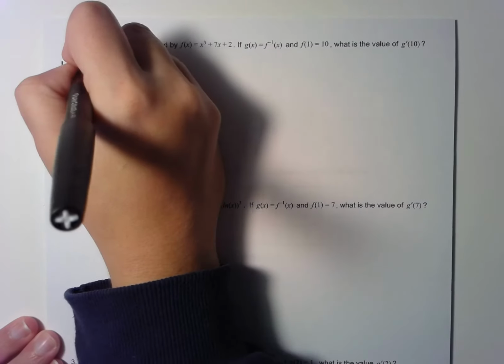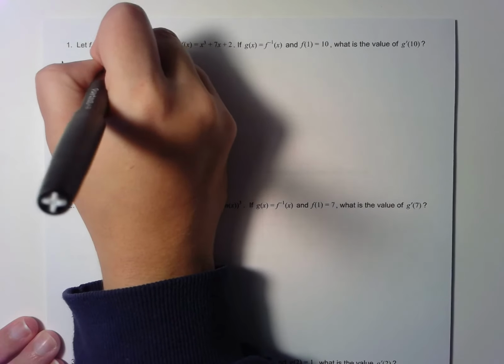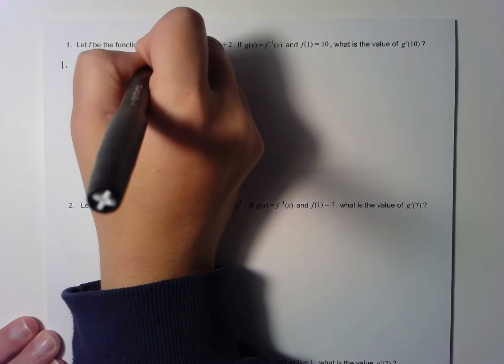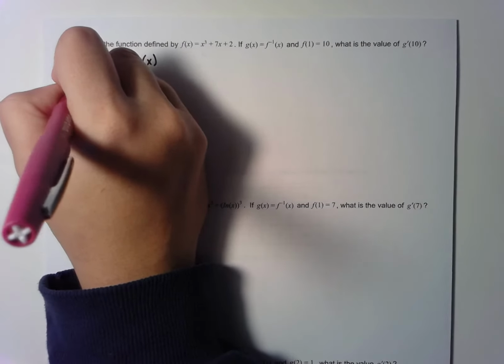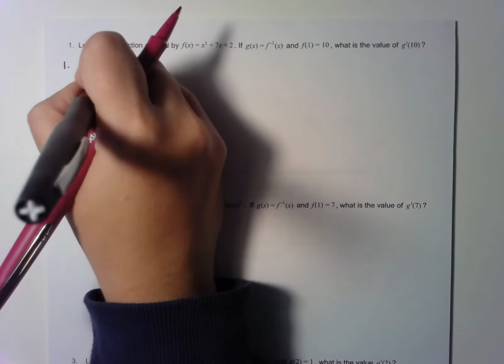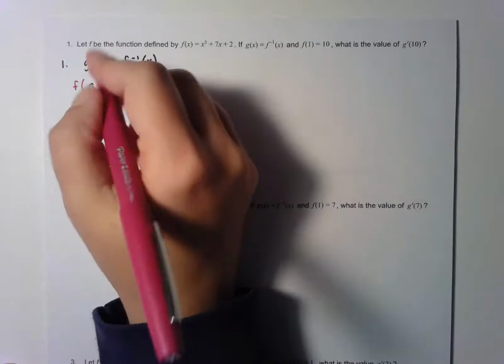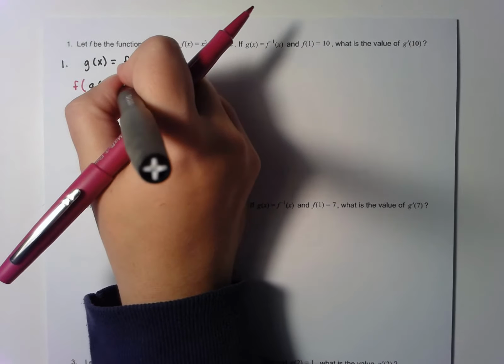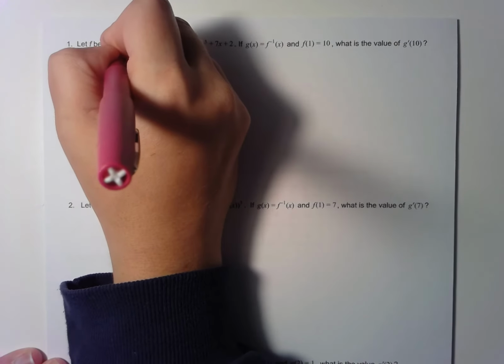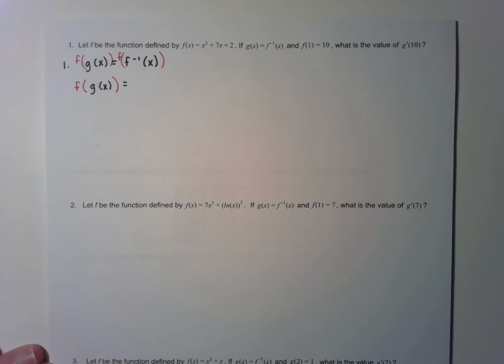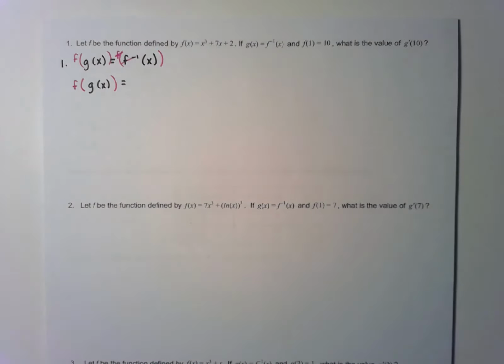Well, we know for step number 1 that g of x is equal to the inverse of f. So before I can find the derivative of g, the first thing I'm going to do is rewrite this without inverses. In other words, I'm going to apply f to both sides. So f of g of x will be equal to, and since f and f inverse undo each other, I should probably actually show this to help you visualize it. Since f and f inverse will undo each other, on the right side we just have x.